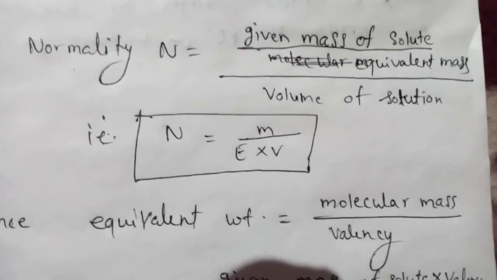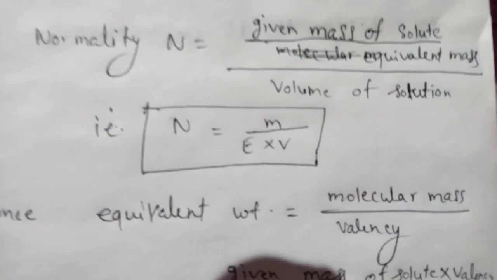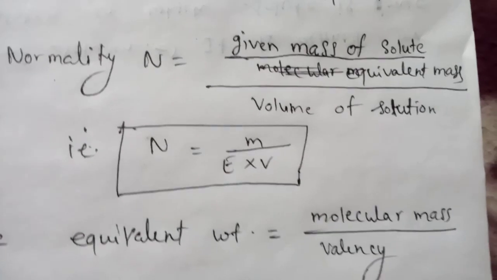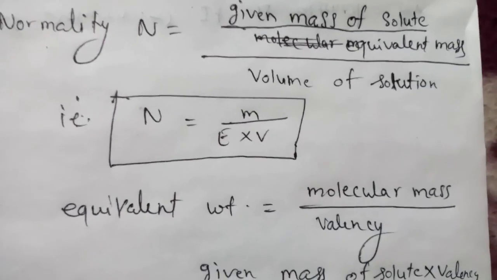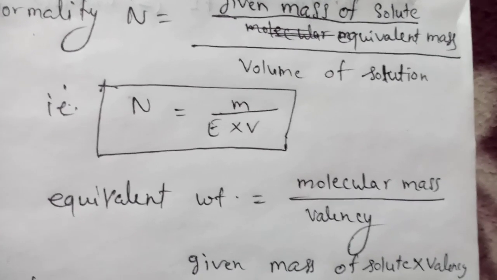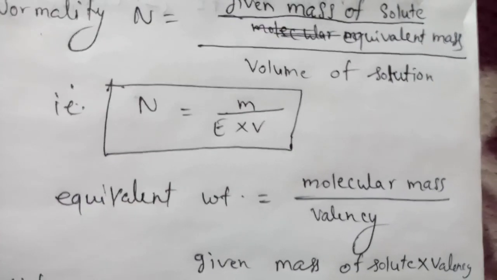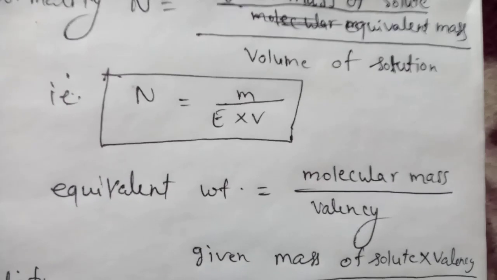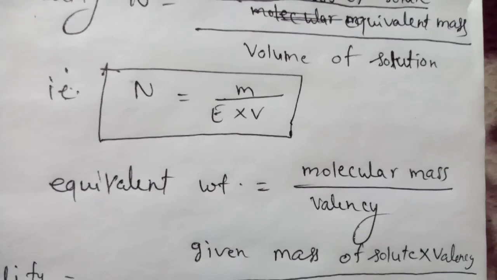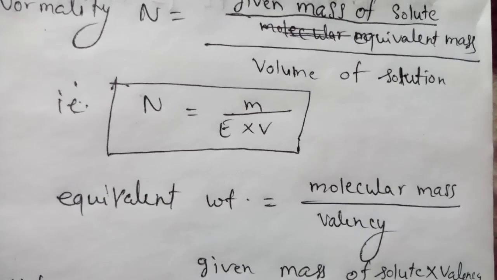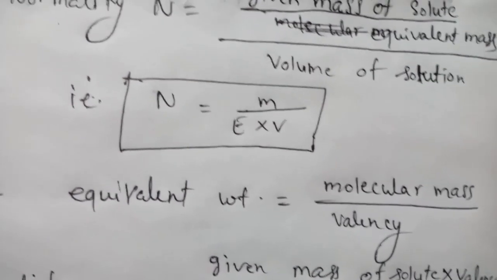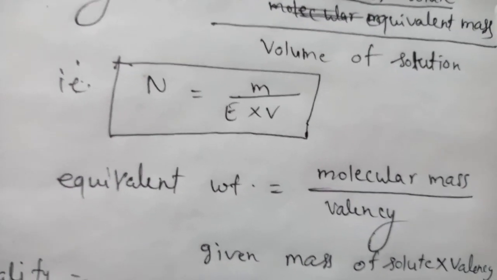Since we know that equivalent weight is equal to molecular mass by valency, in this formula valency may be replaced by the number of electrons lost or gained in redox reactions, and by basicity or acidity for acids and bases. This topic we have studied in class 11th, equivalent weight.